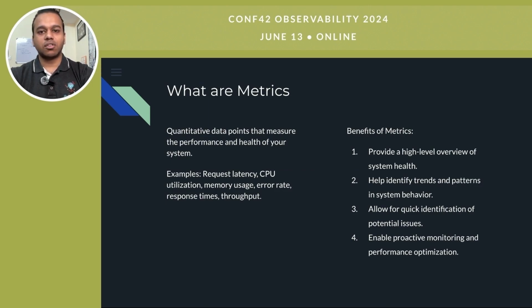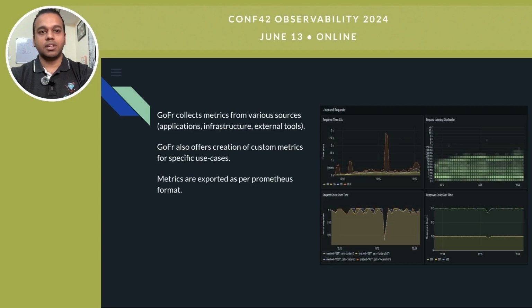They provide us with quantifiable data points that allow us to measure the performance and health of your system. Think of metrics as gauges on your car's dashboard. They tell us how fast you are going, how much fuel you have left, and if there are any potential problems. In GoFr, there are many different types of metrics that can be used, but some of the most common ones fall into three categories: application performance, infrastructure performance, and user behavior.